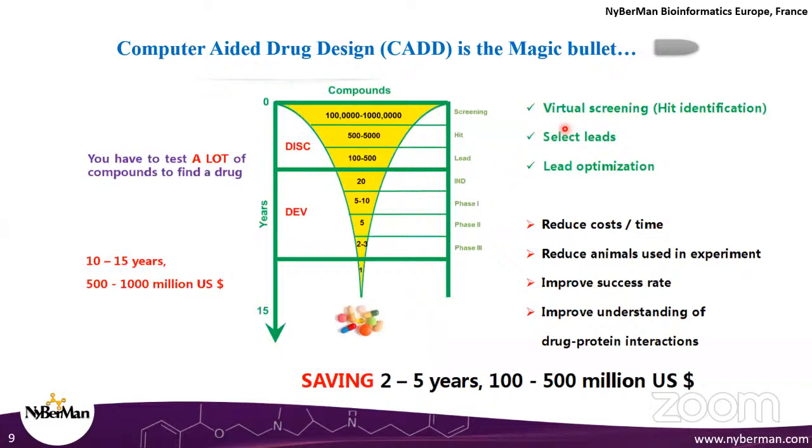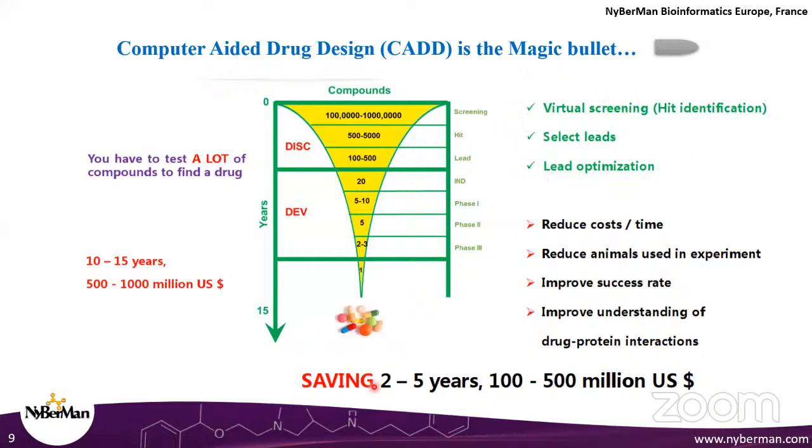Okay. Here comes the actual magic bullet. Computer-aided drug discovery is a magic bullet, as I said, because to test, we need a lot of compounds to find a drug, right? 10 to 15 years and 500 to 100 million US dollars are invested. But how is CADD going to help us? It helps in the initial stage, like virtual screening, and it will help to select the leads and in lead optimization. So these are the actual roles.